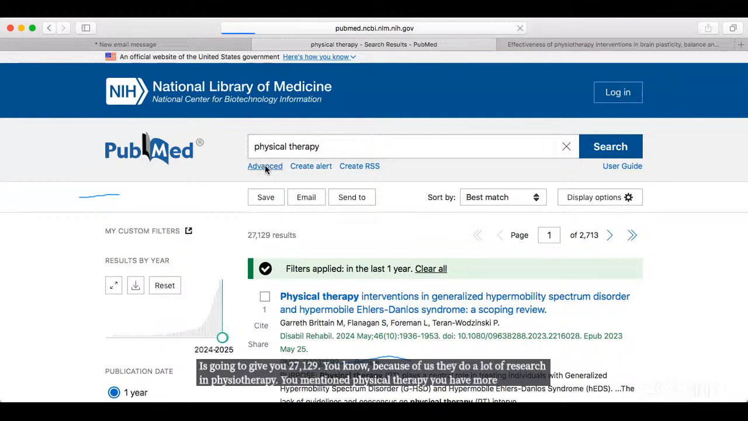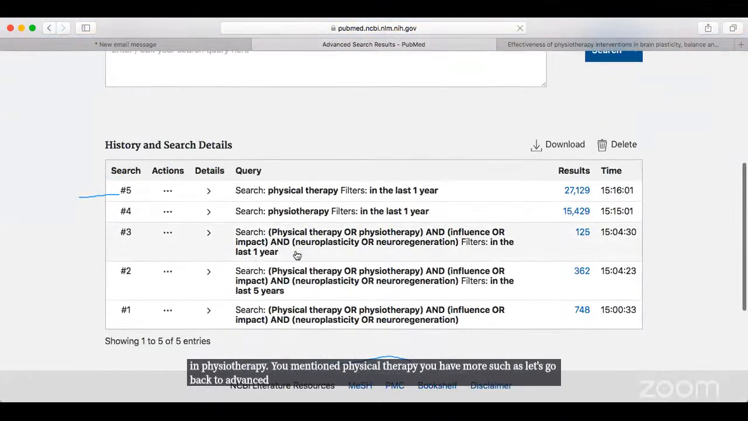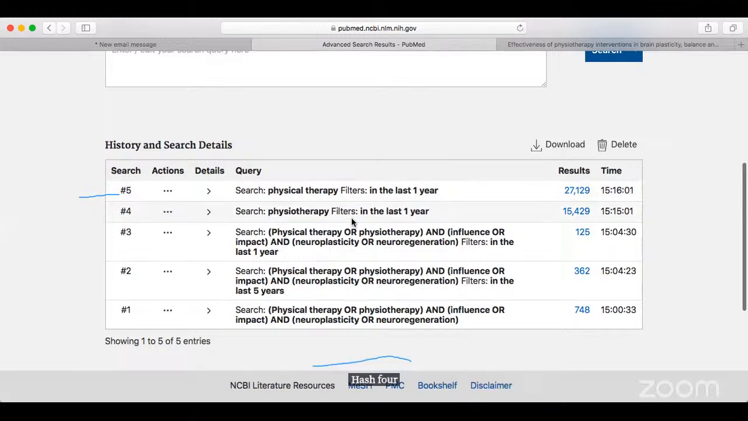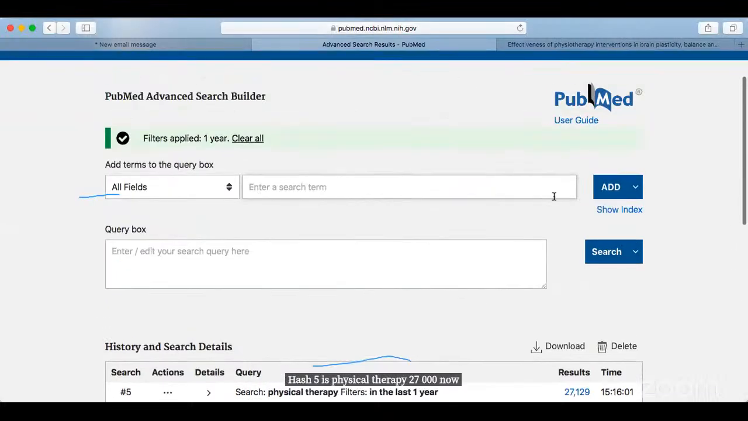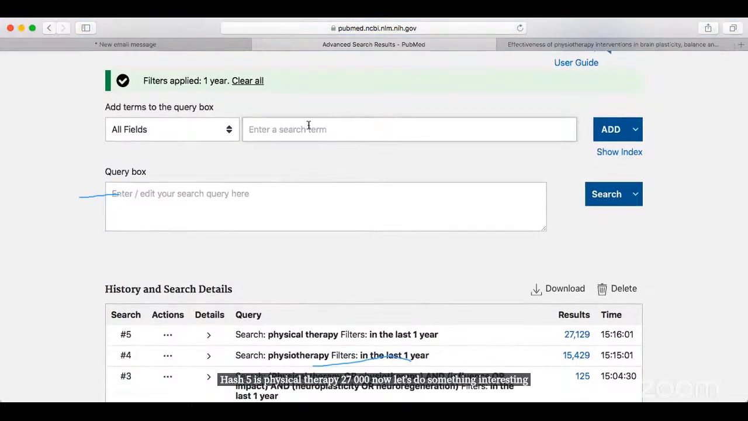Let's go back to advanced. Let's see what we have. Can you see #4, #5? #4 is physiotherapy, 15,000. #5 is physical therapy, 27,000. Now, let's do something interesting. Let's say physiotherapy, or no, simply, let's just say #4.